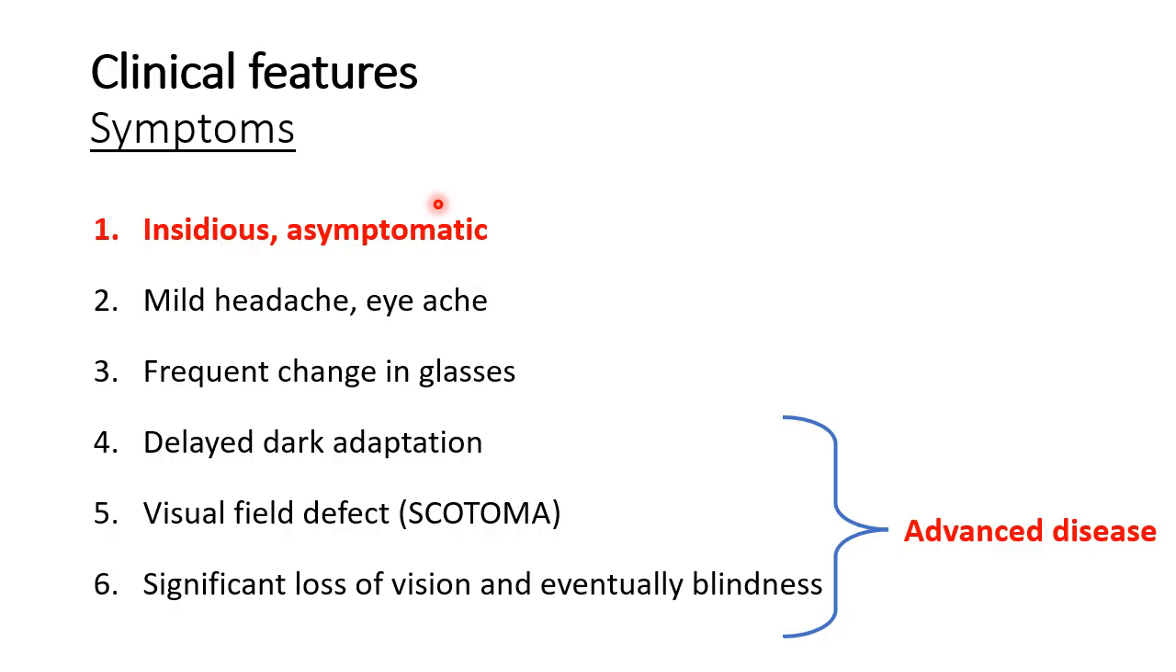There are no symptoms. There may be non-specific things happening, such as a mild headache, eye ache, a frequent change in the glasses prescription, and in advanced diseases, you're going to have delayed dark adaptation, problems in dim light, visual field defects, which are known as scotomas. We'll see what scotomas are, significant loss of vision, and eventually blindness. So the patient actually comes at stages 5 and 6, and that is why glaucoma is often referred to as the silent thief of sight.